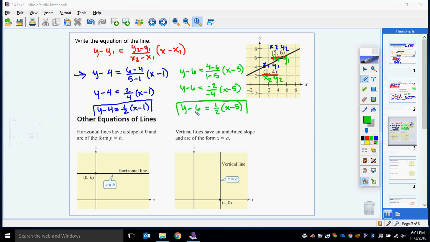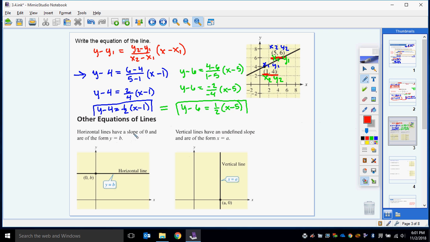It's still the same slope, yes, because it's the same exact line. It should have the same rise over run, but now it's saying it goes through the point 5, 6. Over here it said it was going through the point 1, 4. So same line, you could have either answer, and I would have counted it correct. Let's look at other equations of lines.